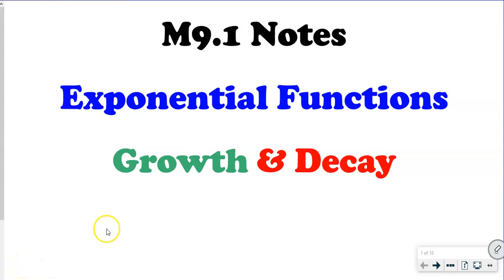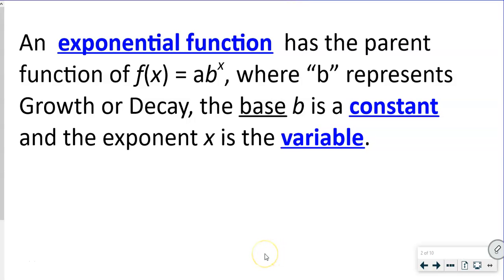So in this video today, we're going to go over exponential functions of both growth and decay. An exponential function has the parent function f of x equals a times b to the x power. B always represents growth or decay. The base b is always a constant, and the exponent x is the variable, okay?